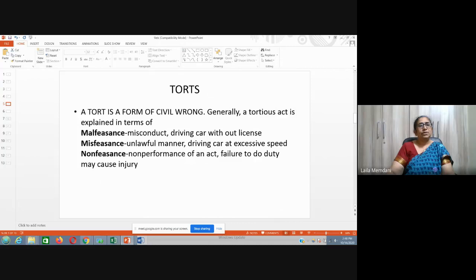And then there is non-feasance. It is non-performance of an act. Failure to do duty may cause injury, like a doctor who doesn't treat the patient, or maybe when the patient visits his clinic or hospital, he doesn't respond to them, and it causes injury to the patient.